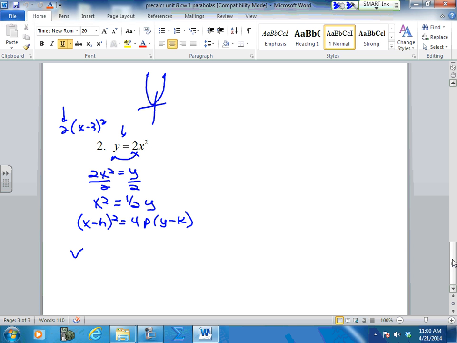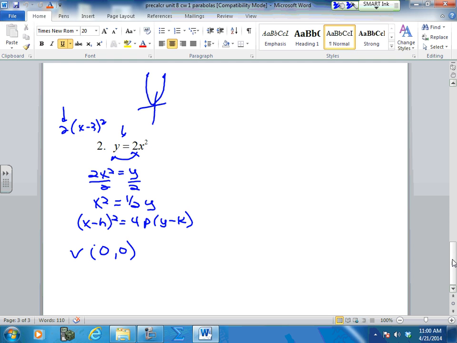Tell me what your vertex is. Well, think about this side. If you put that in your y equals, where would your vertex be? 0. At the 0, 0, right? Look, right now I have nothing in here, so isn't that x minus 0? Isn't this y minus 0? Because I have no parentheses there. So my vertex is 0, 0.